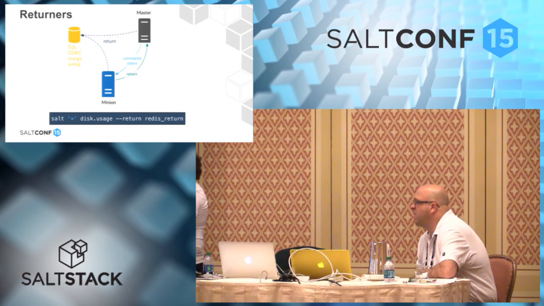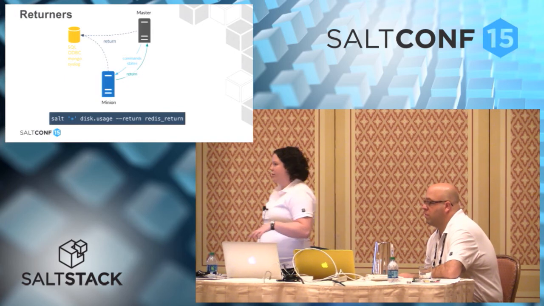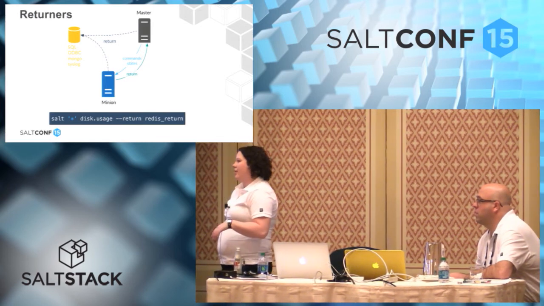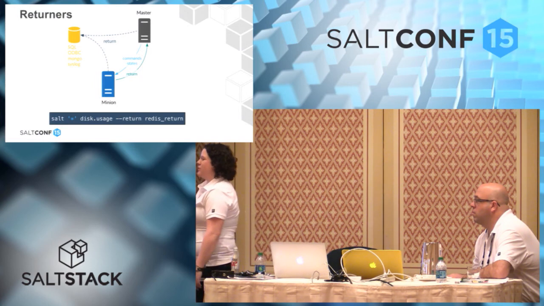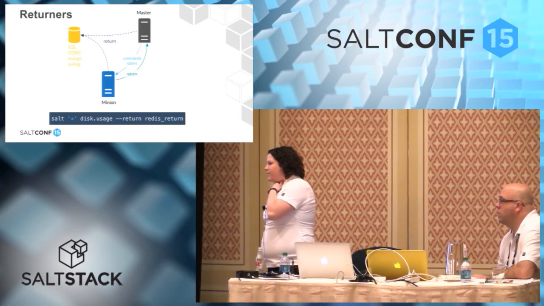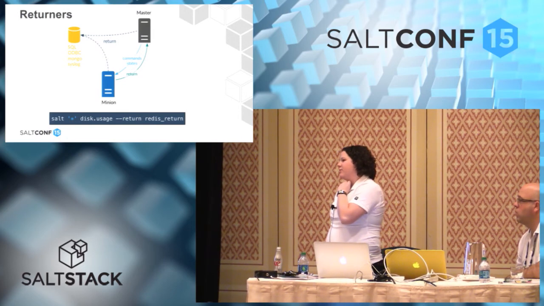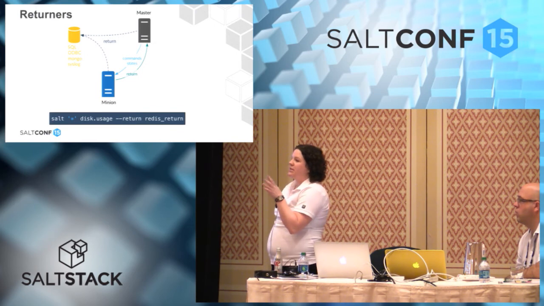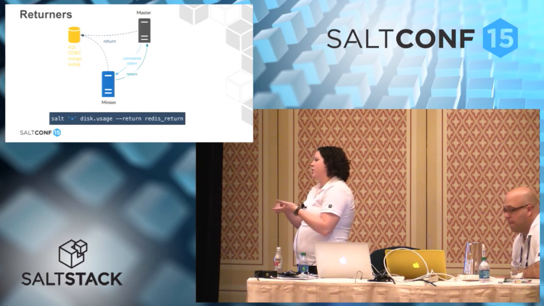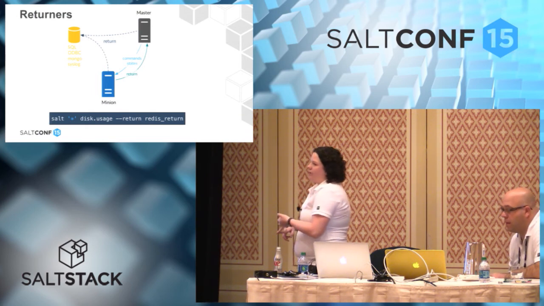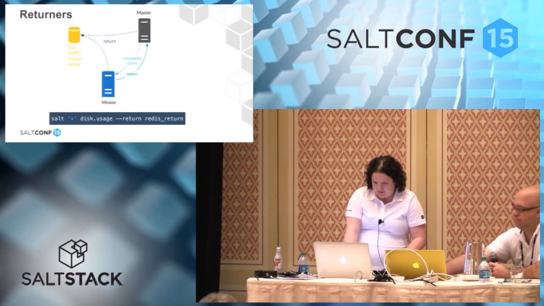Oh yeah, there's tons of returners. There's about 25 to 30 different returners that are built in and come with Salt. I can't remember any of them off the top of my head. If you go to our docs website, which is docs.saltstack.com, you can find more information on everything we've talked about, as well as lists of built-in modules, built-in states, built-in runners and returners and things like that. Okay, any more questions about returners?